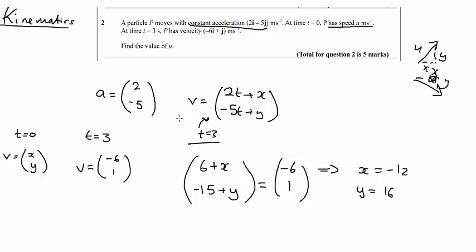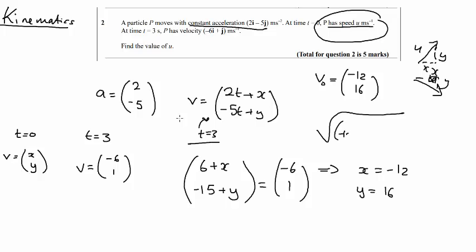Okay, so that's my initial velocity. If I call it v naught, it's minus 12, 16. But I need the speed, so I just need to do the square root of whatever. What's the answer going to be? I don't know, off the top of my head, 20. It's going to come to a lovely 20, which is always a good sign you've done it correctly.